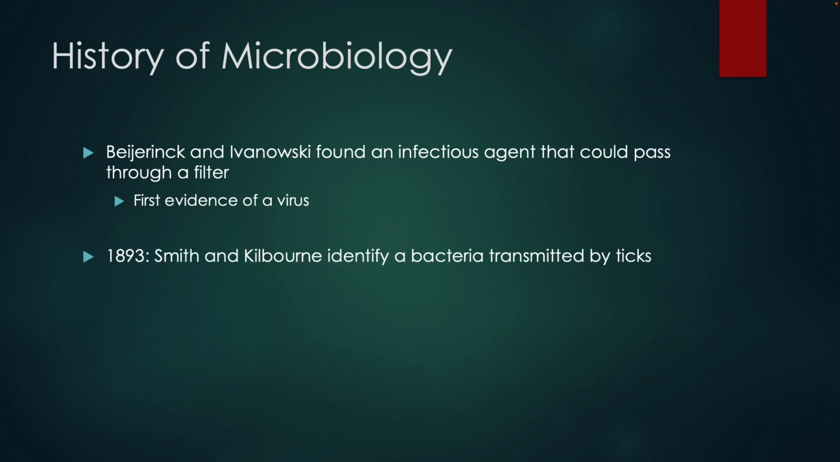And then scientists figured out that insects could transmit bacteria too, or arthropods. So the first bacterium identified to be transmitted by ticks causes a disease called Texas cattle fever. So once cell theory started, so 1830s or so, the rapid expansion of our knowledge of microbiology was really significant.